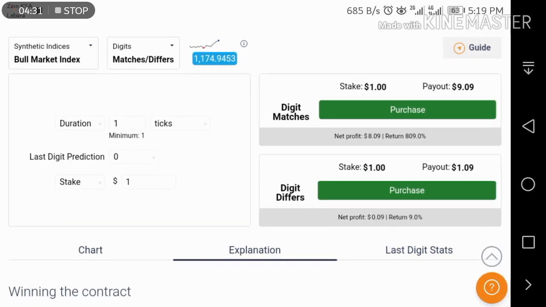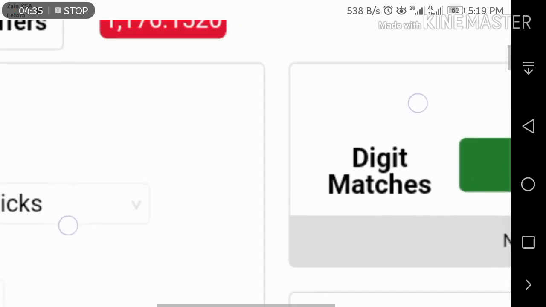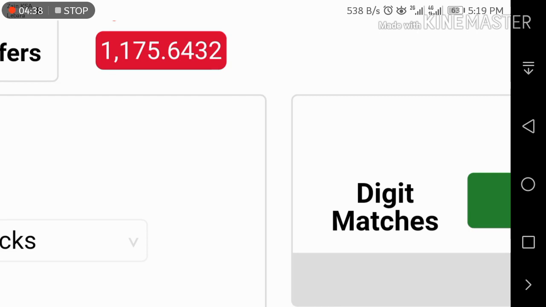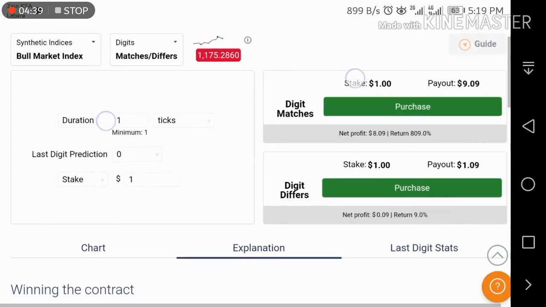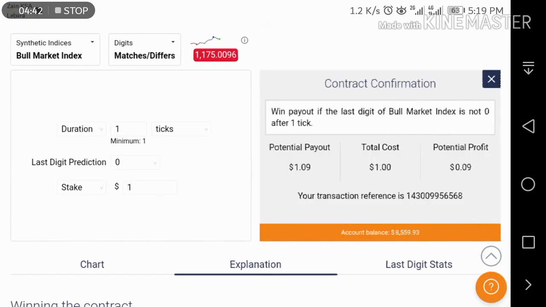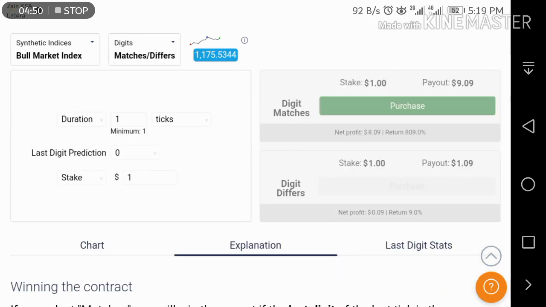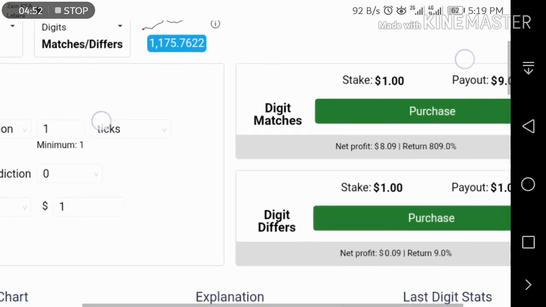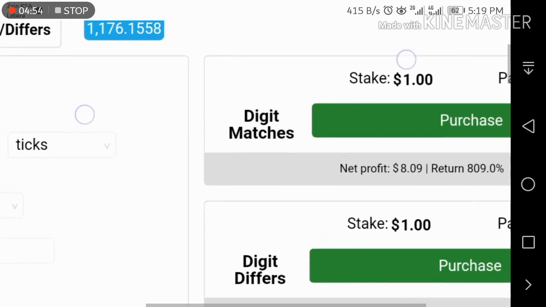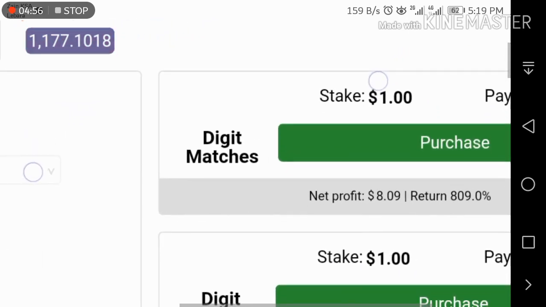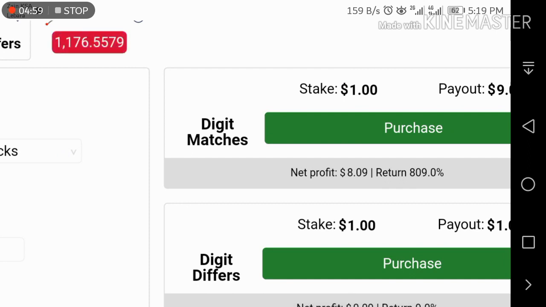We are going to place a digit difference. Look, once you see that 0 appears here, immediately do the trade. Look here, 0, my trade is entered, and I have won this trade. Look, the contract won. Once again, once we see last digit 0, we will place the trade immediately.